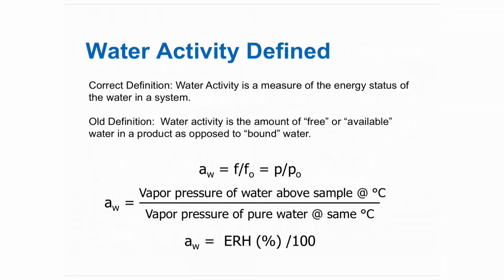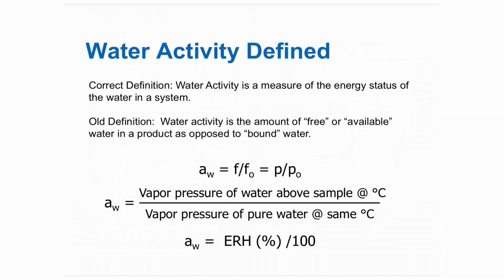So it's giving us a relative idea of what the energy of the water is in a system in comparison to what it would be if you had pure water. And all this has to be done at a constant temperature. And then that provides us with this thing we call water activity. So we steer away from the old definitions of free and bound or available water and stay with this idea of the energy status of water.